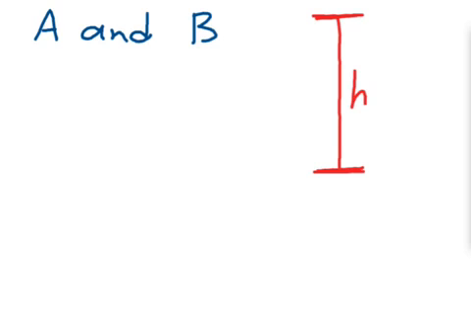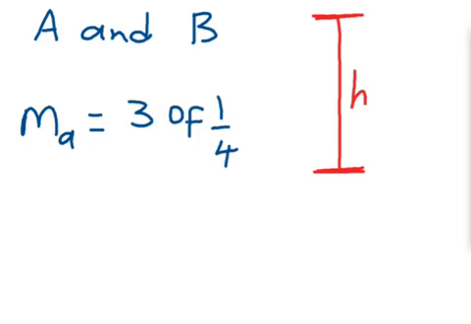So for A, the mass of A, MA, is said to be 3/4. And first of all, let's break that down. 3/4 means what? 3 of a quarter. That's 3/4, 3 of a quarter, and then "of" stands for multiplication. So that is 3 times 1/4, and that's 3/4.